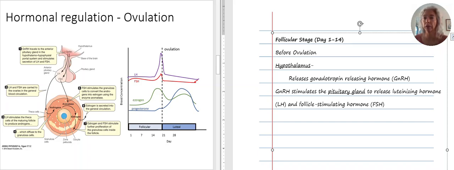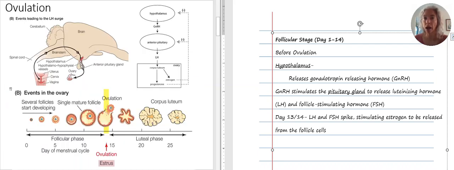The gonadotropin releasing hormone, we also write it as GnRH, is regulated by many environmental and physiological factors. But in humans, it's released in steady pulses during the follicular stage. Just prior to ovulation, blood concentrations of luteinizing hormone and follicle stimulating hormone are going to spike, stimulating estrogen to be released from the follicle cells. So we're right about here on this schedule.